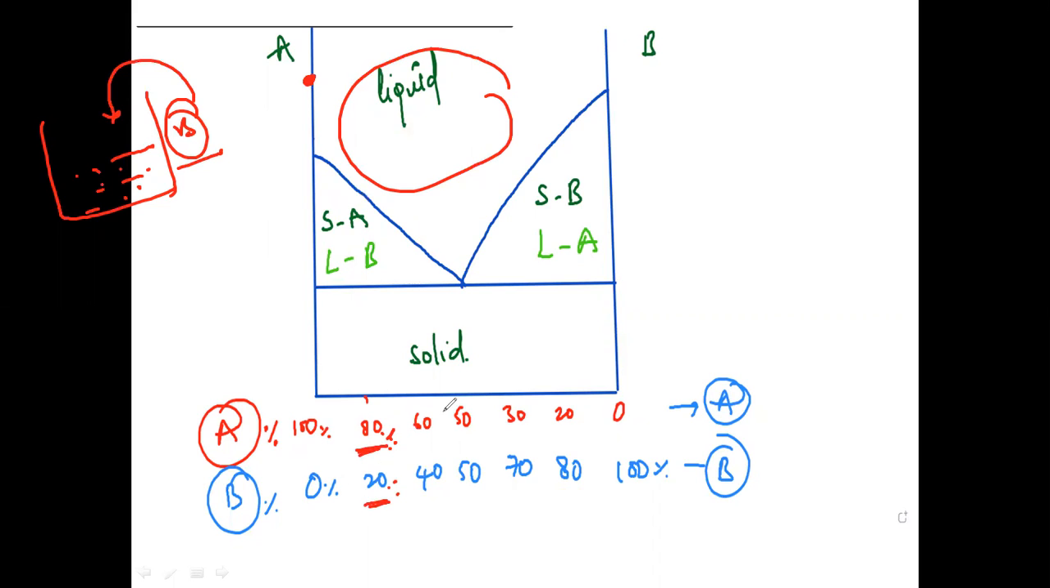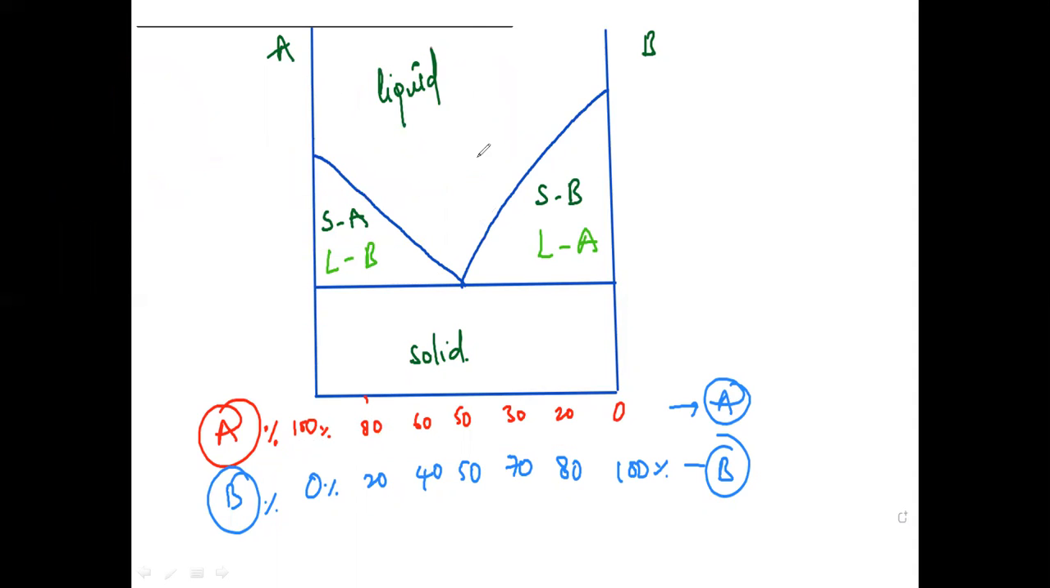is 20%. So here the percentage of A is decreasing as we are moving like this, from the left side to the right side. The percentage of A decreases like this: 100%, 80%, 60%, 50%. You can also see it from the right side. Let us see here the percentage of B, which is 100%.